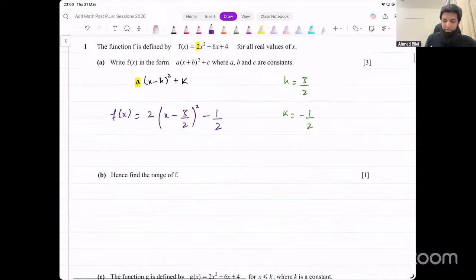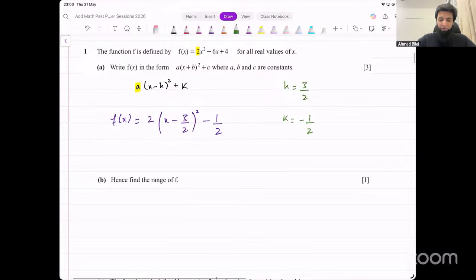Let's have a look at the second part now. It says, hence find the range of f. It's a quadratic function. How do you find range of quadratic functions? You think of the graph of the function. What kind of graph is this going to be? It's a U-shaped curve, right? It's a U-shaped curve. It'll look like this.